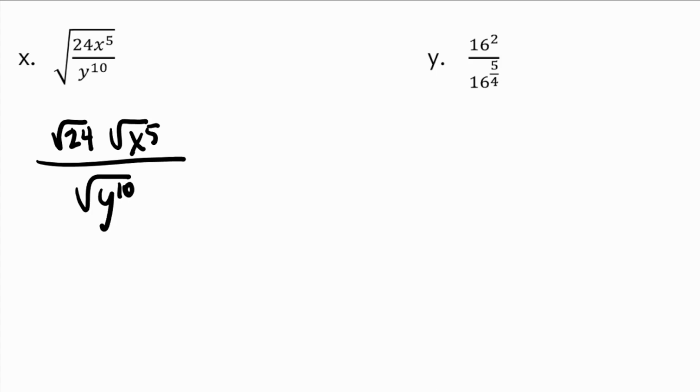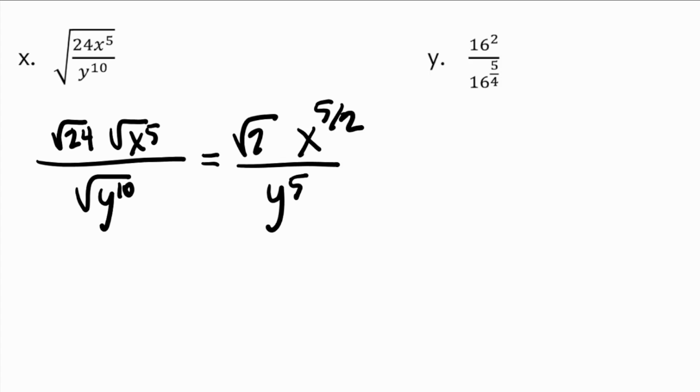The square root of y to the 10, that'll probably be the easiest, is dividing the power in half. So it'll be y to the 5 in the denominator. Okay, the square root of x to the 5 is going to be x to the 5 halves. I don't think there's anything wrong with writing it as a fraction exponent. I think that's simplified. But the square root of 24, that's something I'm going to have to do a little bit of work with.